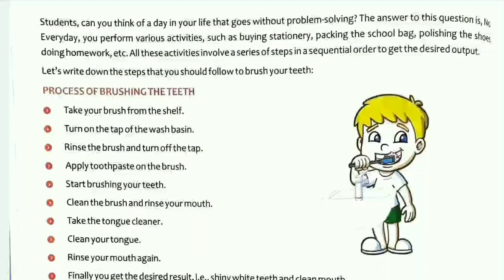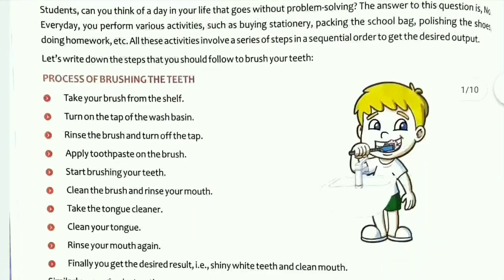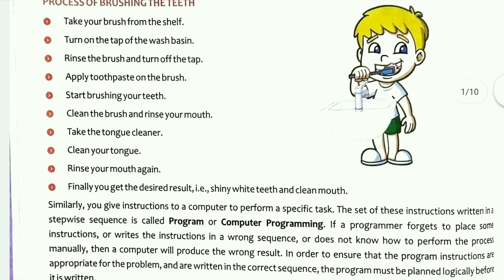The process of brushing the teeth is: take the toothbrush, turn on the tap of the wash basin, rinse the brush and turn off the tap, apply toothpaste on the brush, then start brushing the teeth, clean the brush and rinse your mouth. After that, take the tongue cleaner, clean your tongue, rinse your mouth again. Finally, you get the desired result, and this is shiny white teeth and clean mouth.